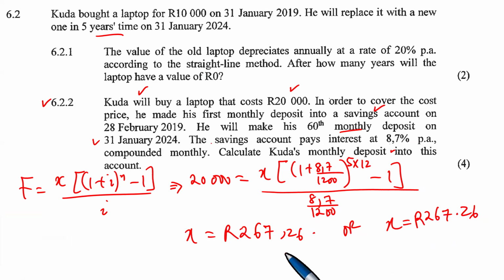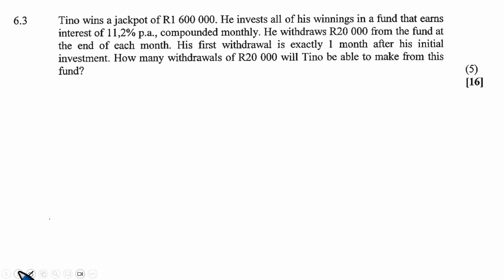Okay, let's look at the next point. Tino wins a jackpot of 1.6 million. He invests all his winnings in a fund that earns interest of 11.2% per annum compounded monthly. He withdraws 20,000 from the fund at the end of each month. His first withdrawal is exactly 1 month after his initial investment. How many withdrawals of 20,000 will Tino be able to make from this fund?